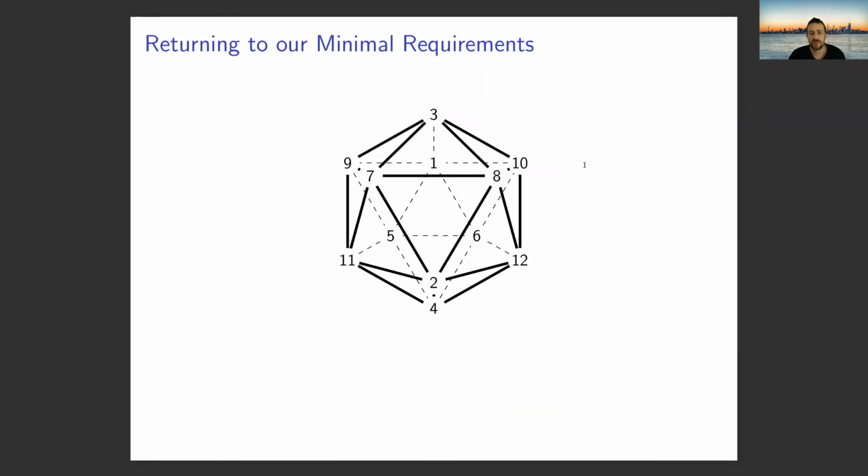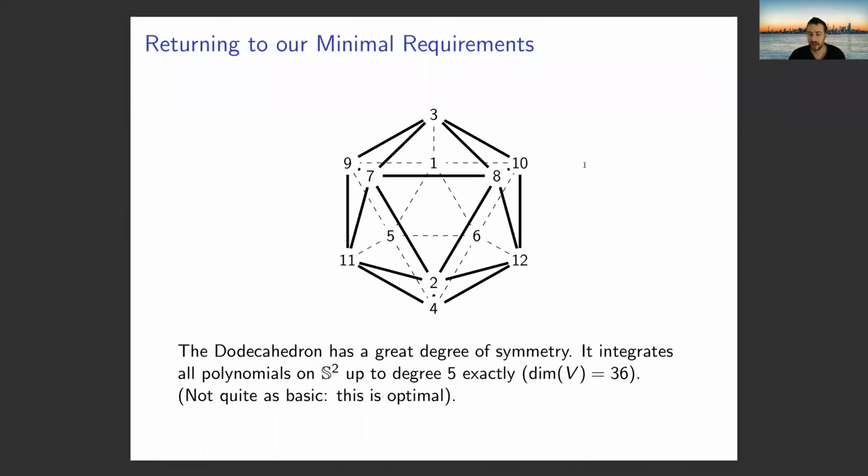And then you can check it for this example, and it turns out this actually makes a lot of sense. So what happens here is if you put the 12 points on S2 in the form of a dodecahedron, then you can integrate all polynomials up to degree 5. And I want to really emphasize this, because the vector space of polynomials of degree 5 happens to be 36-dimensional. So there's a 36-dimensional vector space on which this desired relation holds exactly. But we only have 12 points. So it's somehow solving 36 equations with only 12 points, which is really cool.